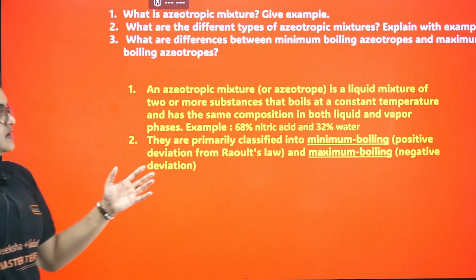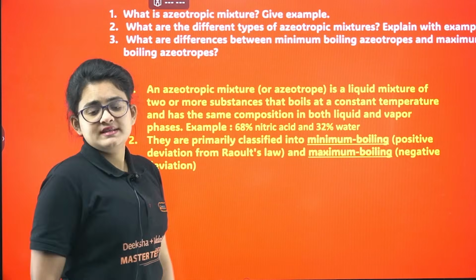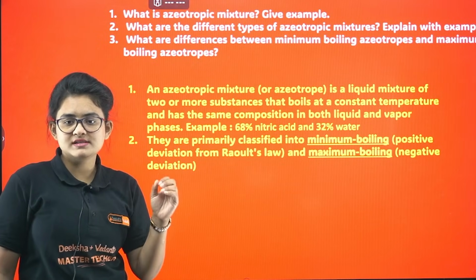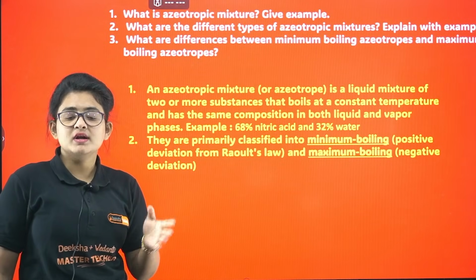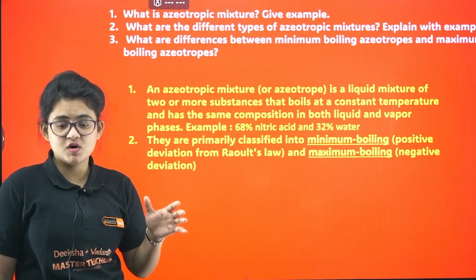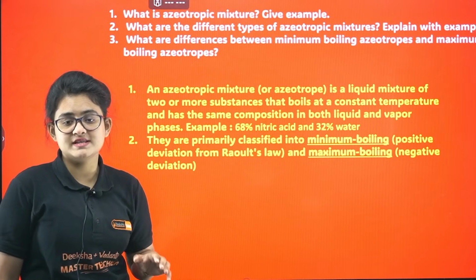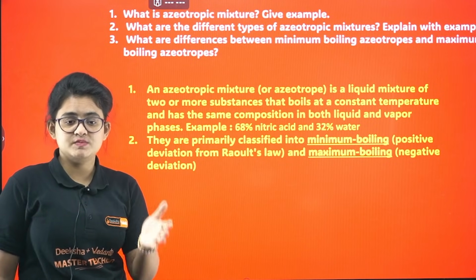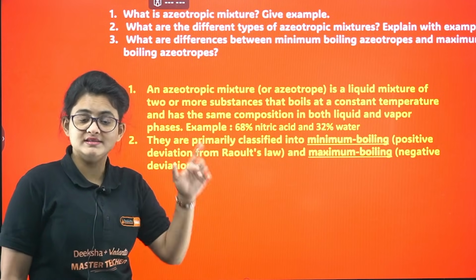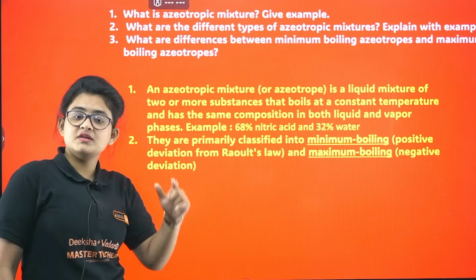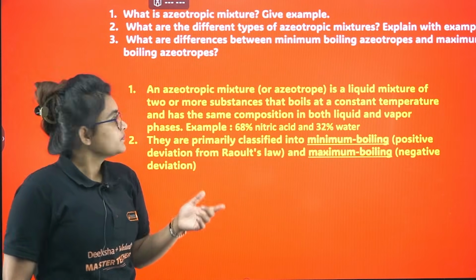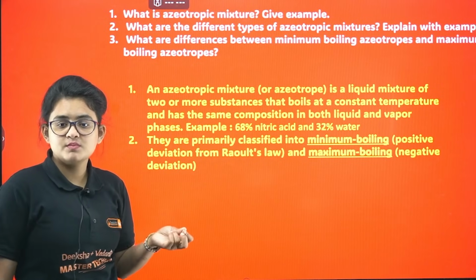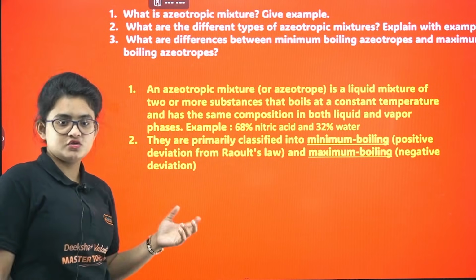Fine. So what are azeotropic mixtures? They are basically mixtures of two or more substances that boil at a constant temperature. One more thing you can mention is that they have the same composition in the liquid and the vapor phase as well. You can take the example of nitric acid and water, 68% nitric acid and 32% water. In that percentage ratio only, they will make the azeotrope. And the next question was the different types of mixture. You can take the maximum boiling azeotrope and minimum boiling azeotrope.